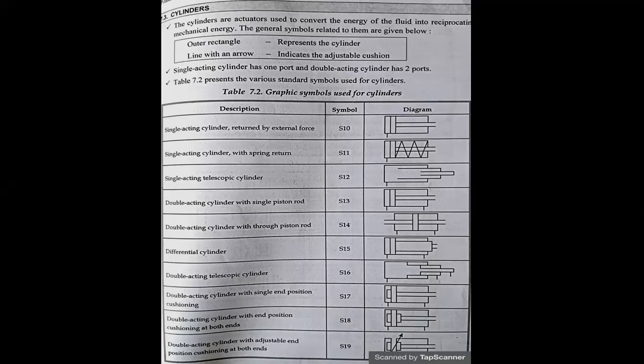So the name itself implies that a cylinder or actuator is to convert the energy of the fluid into reciprocating mechanical energy. So there are two types of cylinder symbols, one with the outer rectangle, which represents the cylinder. Another one, the line with an arrow, which indicates the adjustable cushioning. So cushioning is a very important term in hydraulics and pneumatics. If the system is connected with a cylinder, the cylinder will be connected with a piston rod, with an enclosed chamber.